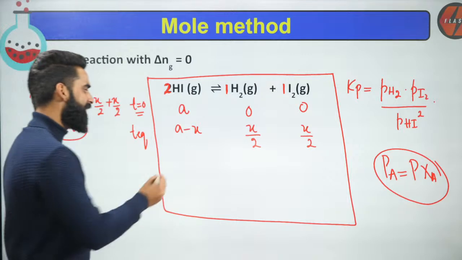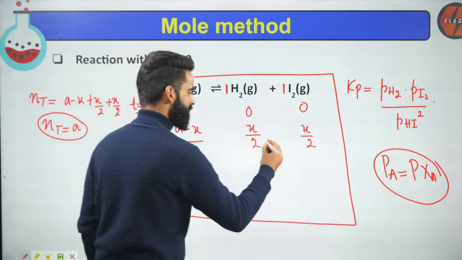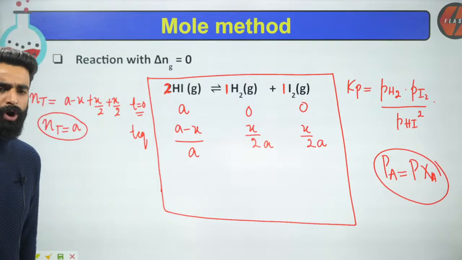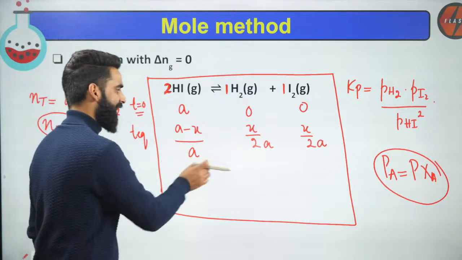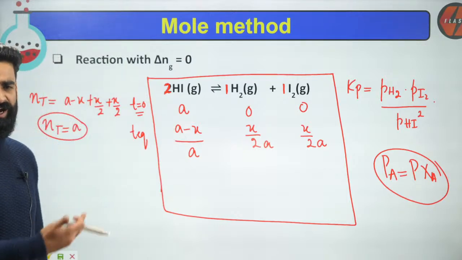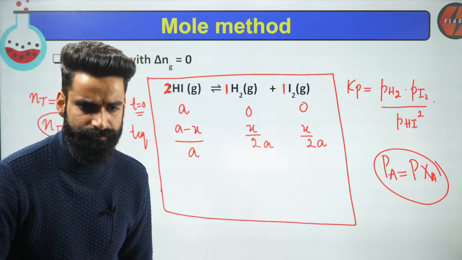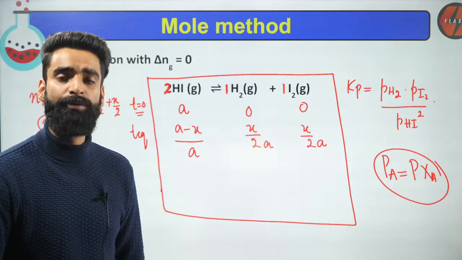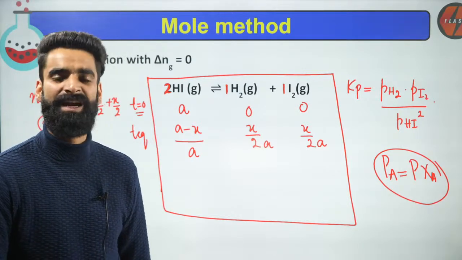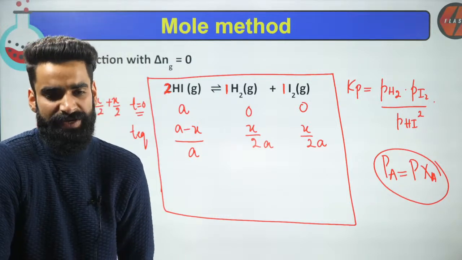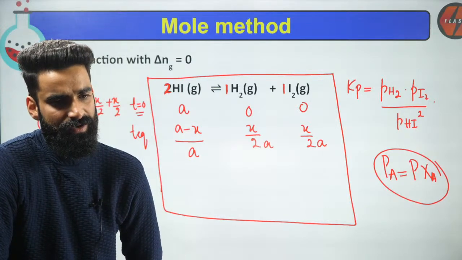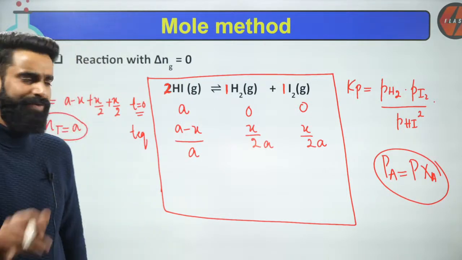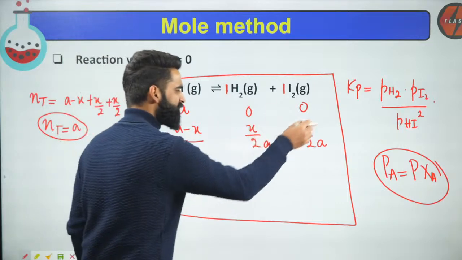Yes. Now people, I'm dividing each term by A. So what did I get right here? I got what is called the mole fraction of each reactant and product, because I have divided the number of moles of each reactant and product by the total moles present at equilibrium. Are you getting it, guys? Is it clear to everyone? Very simple. I got the mole fraction of each reactant and product.